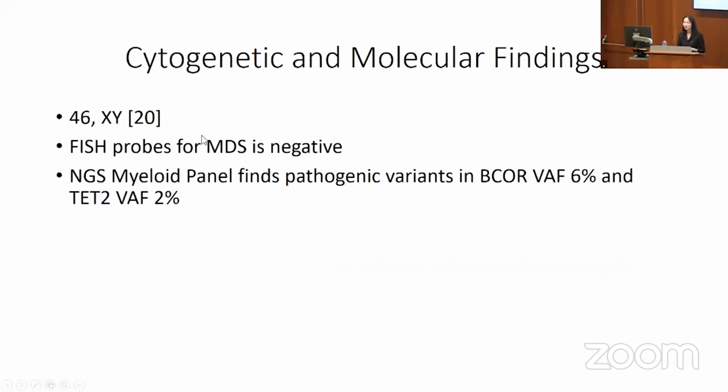You have a normal karyotype, FISH probes or NGS is negative, but the NGS panel finds pathogenic variants in BCOR and TET2 at a low variant allele frequency. What do we do with that? Well, this is actually quite compatible with aplastic anemia. These are known variants that are seen both in MDS and in aplastic anemia. So it becomes about putting that picture together, right?